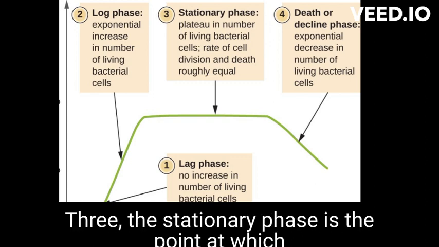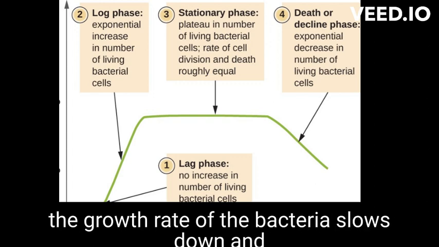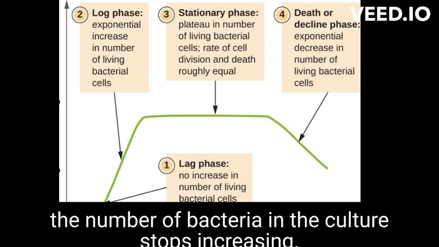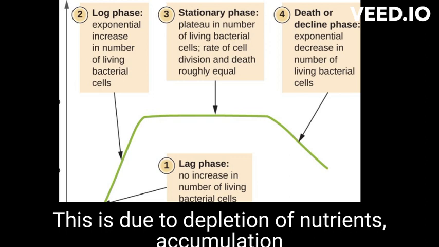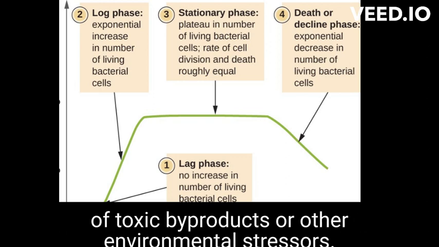3. The stationary phase is the point at which the growth rate of the bacteria slows down, and the number of bacteria in the culture stops increasing. This is due to depletion of nutrients, accumulation of toxic byproducts, or other environmental stressors.